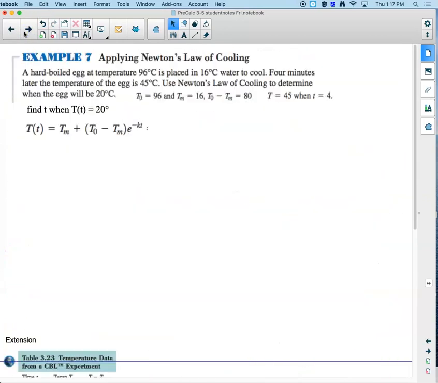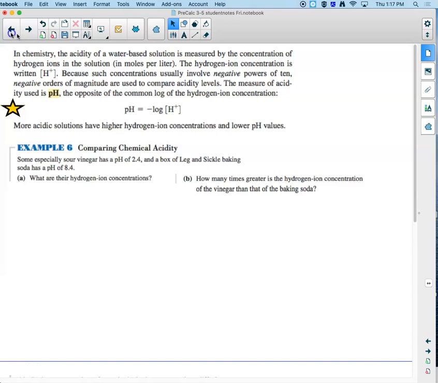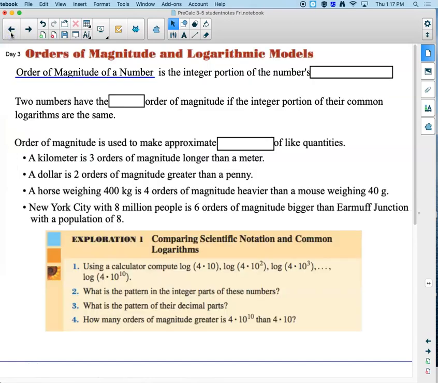So let me get to where we need to be, which is right here. Orders of magnitude and logarithmic models. So orders of magnitude are something that in the Midwest we don't use a whole lot. But it definitely is something that they use to talk about earthquakes. And so out west in California, they would know more about orders of magnitude than we do here in the Midwest. So order of magnitude of a number is the integer portion of the number's common logarithm.